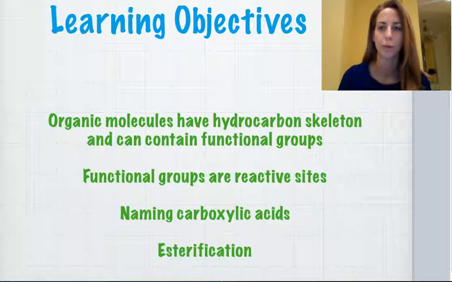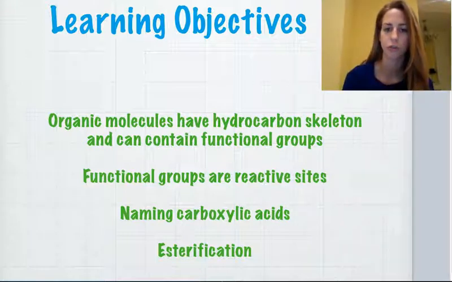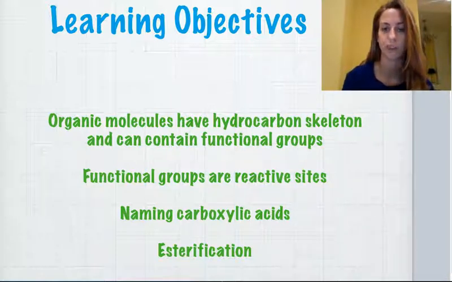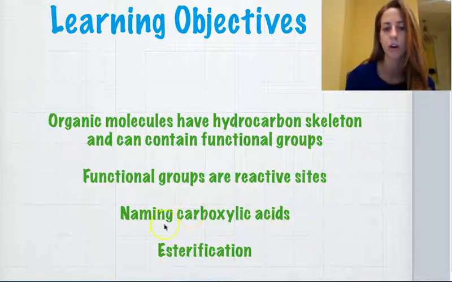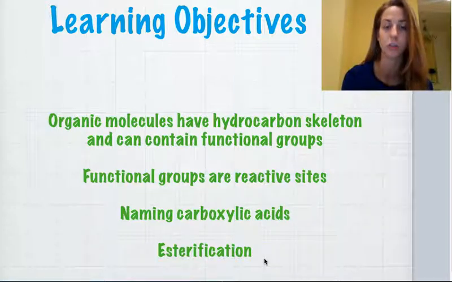So far in topic 3.3 hydrocarbons, we've gone through the hydrocarbon skeletons, naming them and identifying functional groups. These include your alkenes, alkynes, and your alcohols. And we know that these functional groups are reactive sites. Now in this tutorial, as mentioned, we'll be going through carboxylic acids and esters and identifying the structural components of these. Then we'll go into the naming of carboxylic acids, and briefly we'll talk about esterification, which is the process we use to derive esters.